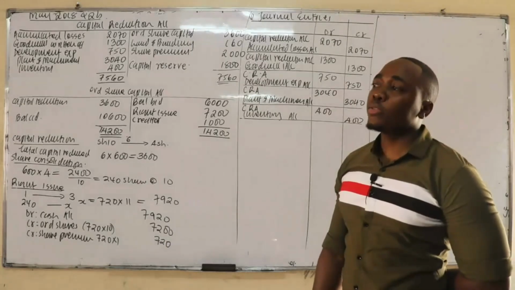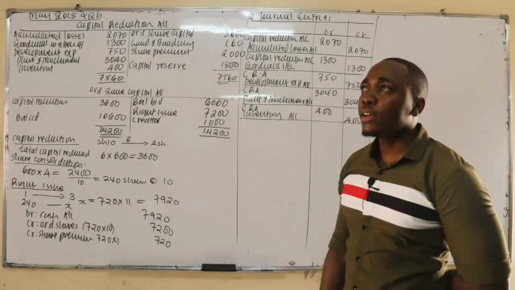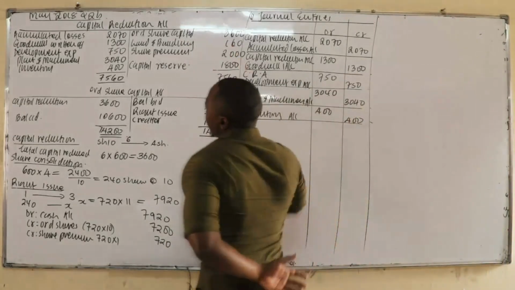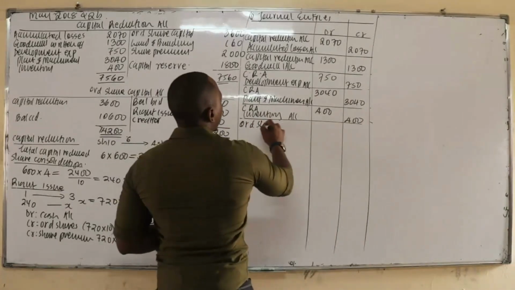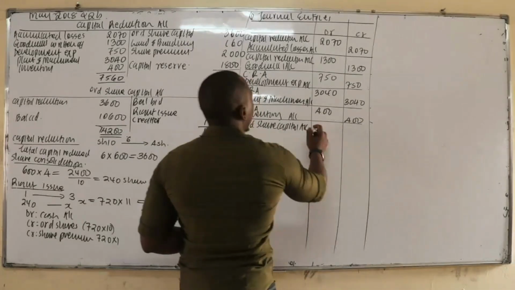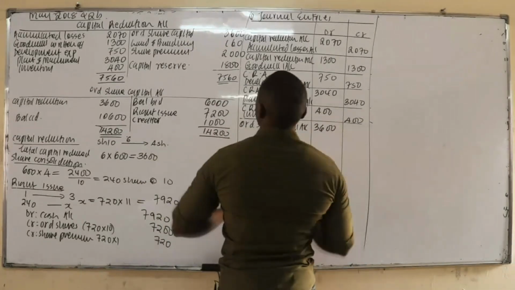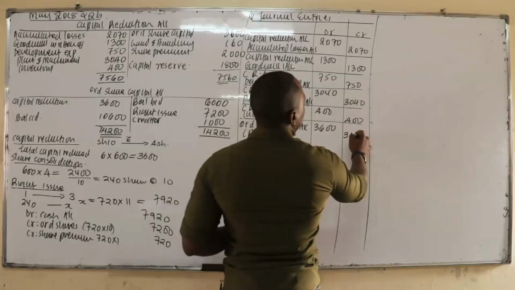Yeah, you always start with what you're debiting. You debit... Sorry? Good. This 600 you had debited the ordinary share capital account? Yeah, ordinary share capital account with an amount of 36, and then you credited the capital reduction account.